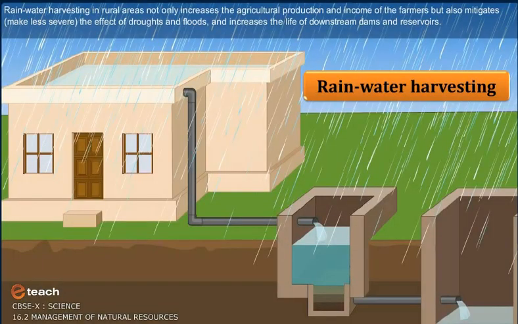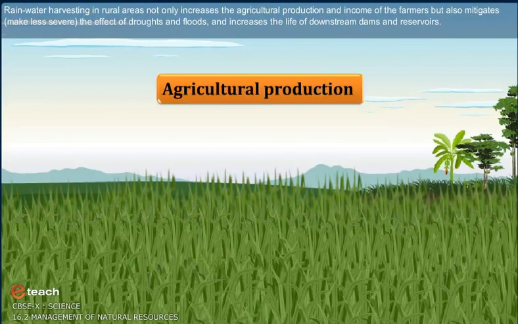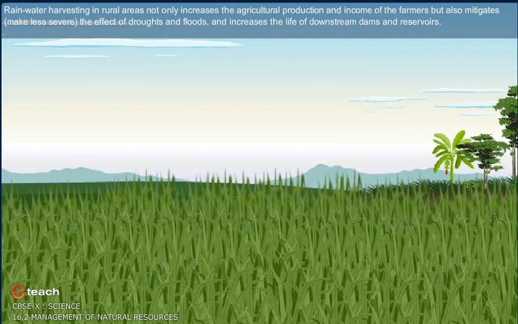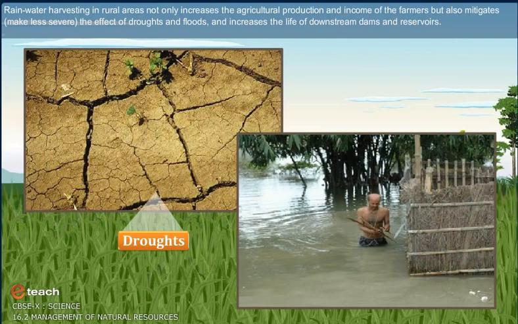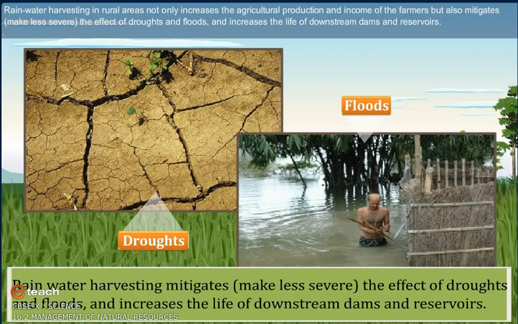Rainwater harvesting in rural areas not only increases the agriculture production and income of the farmers, but also mitigates, that is, makes less severe the effect of droughts and floods, and increases the life of downstream dams and reservoirs.